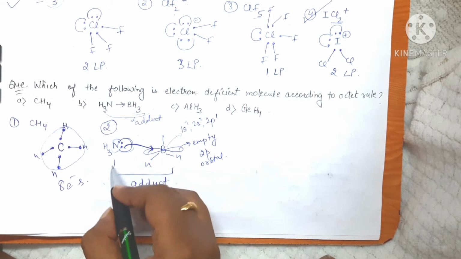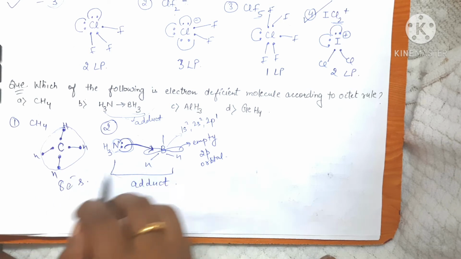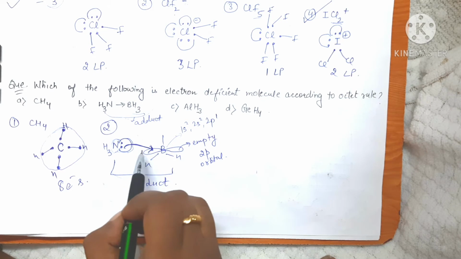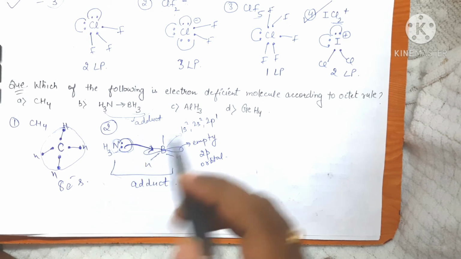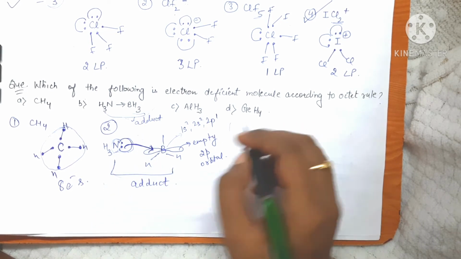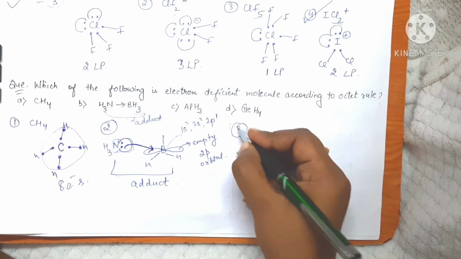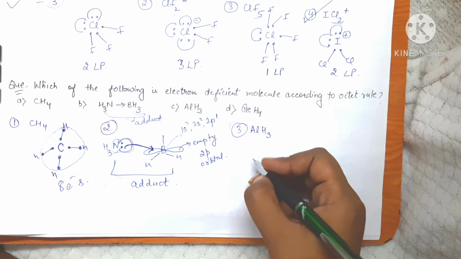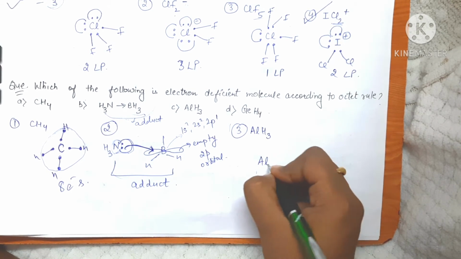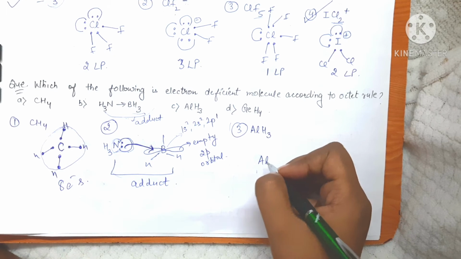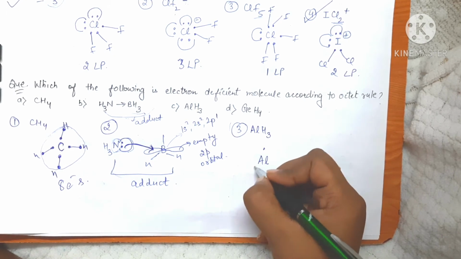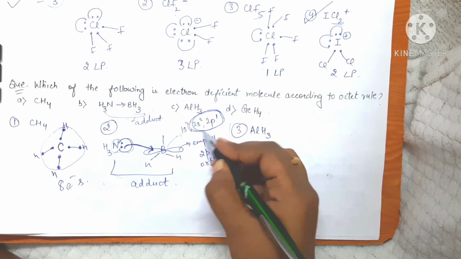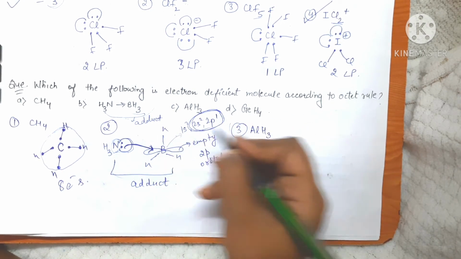So this adduct is definitely not electron deficient because nitrogen is providing the electrons. Okay, so this is definitely not an electron deficient species. Moving on to the third molecule, which is AlH3. Here in this case, aluminum belongs to the boron family, so it is also going to have 3 electrons in the valence shell, just like boron. Boron is also having 3 electrons in the valence shell.